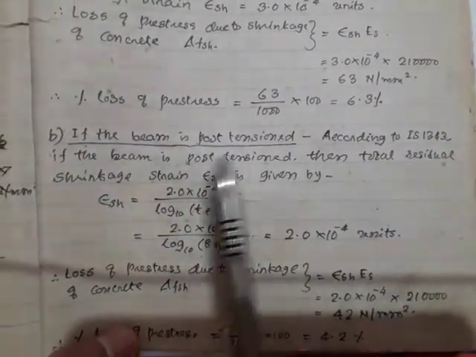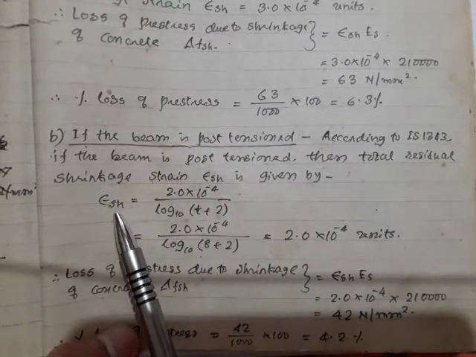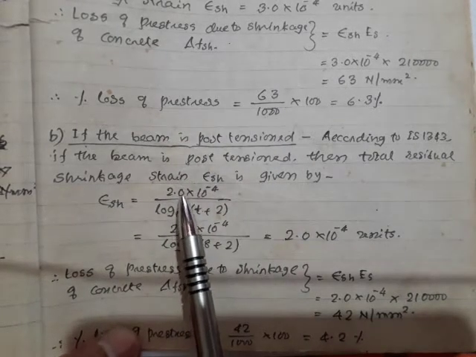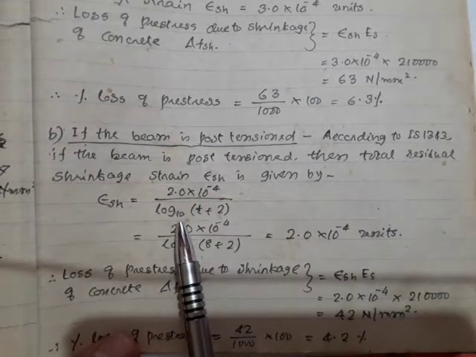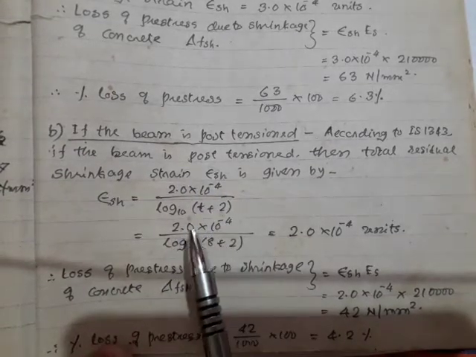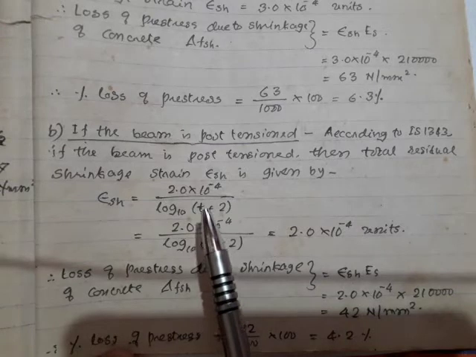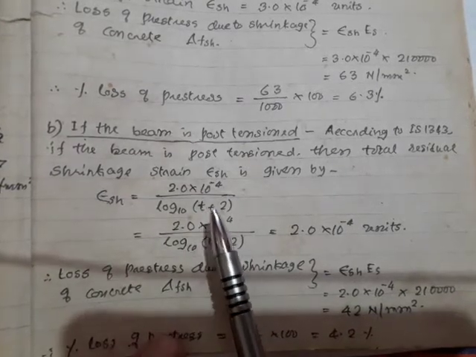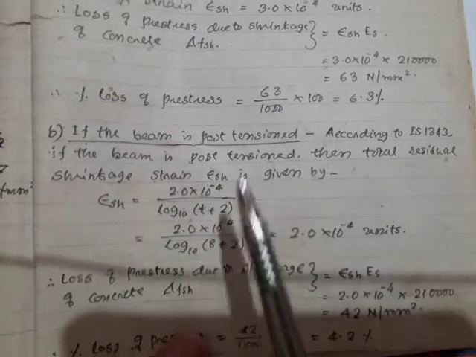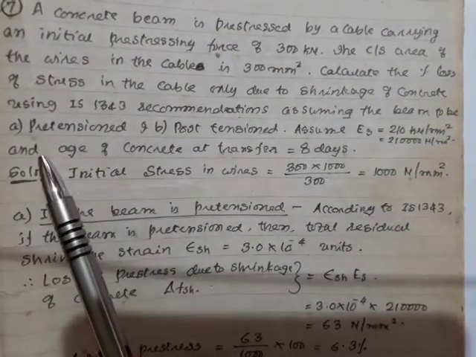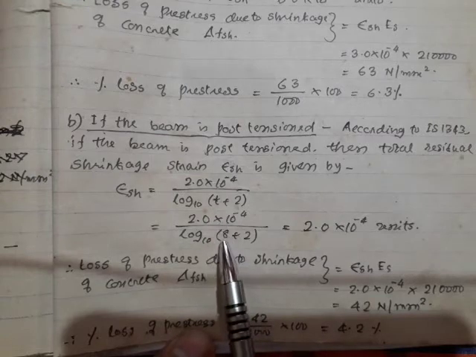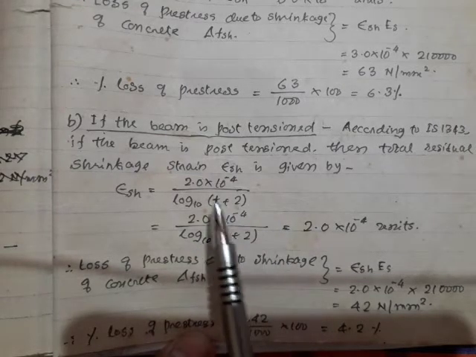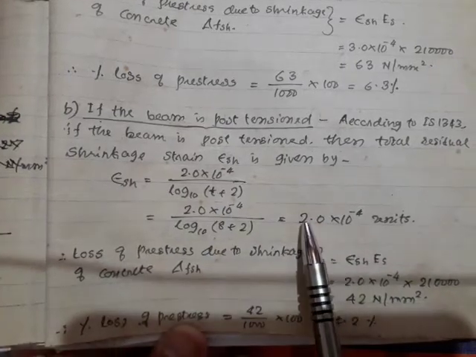If the beam is post-tensioned, then epsilon SH can be calculated as 2.0 into 10 to the power of minus 4 divided by log T plus 2 to the base 10. So 2.0 I am keeping as it is. T is the age of concrete at the time of transfer of pre-stress. As you see in the example, the age of concrete at transfer is 8 days. So log of 8 plus 2 to the base 10, and if you calculate this, epsilon SH works out to be so much.